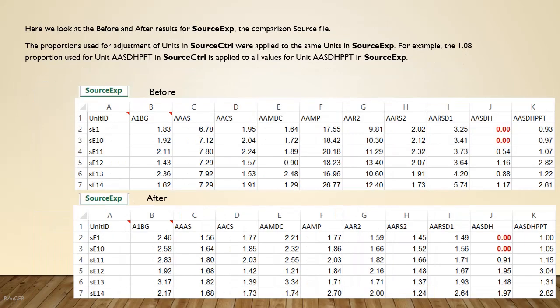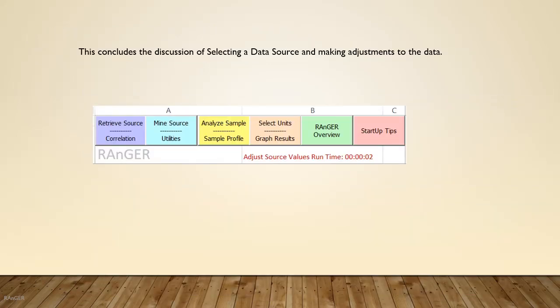Here we look at the before and after results for Source EXP, the comparison source file. The proportions used for adjustment of units in source control were applied to the same units in Source EXP. For example, the 1.08 proportion used for unit OSPT in source control is applied to all values for unit OSPT in Source EXP. This concludes the discussion of selecting a data source and making adjustments to the data.